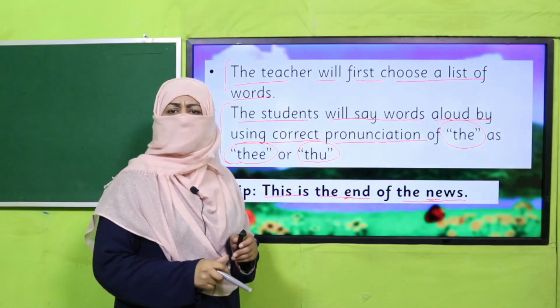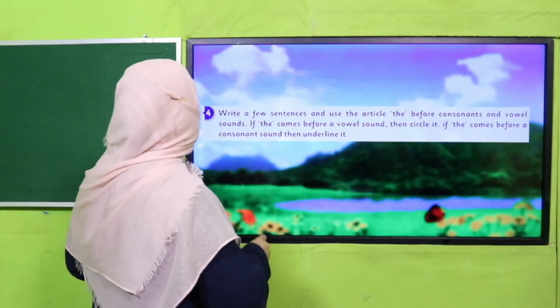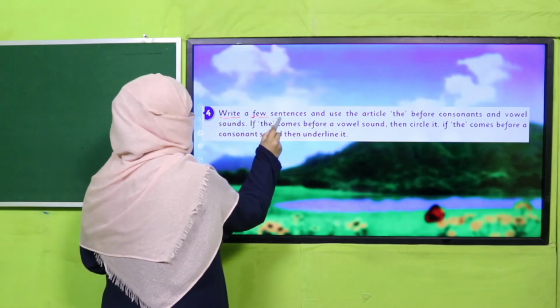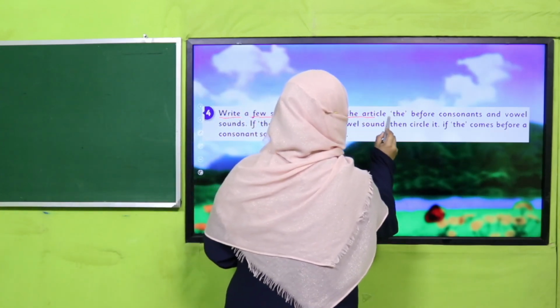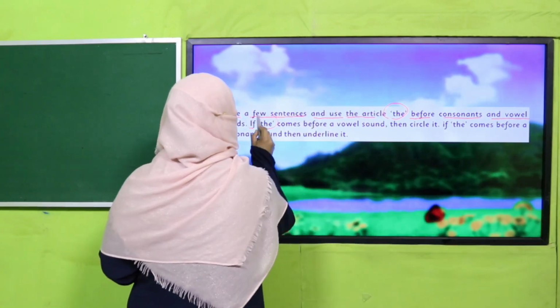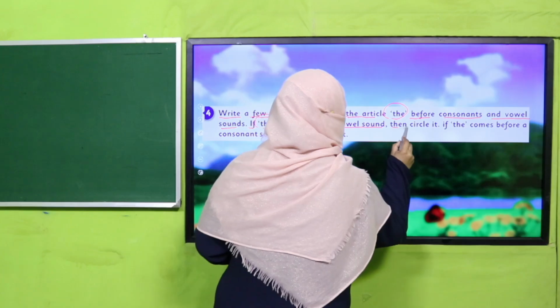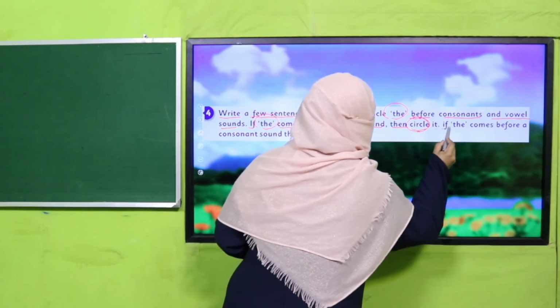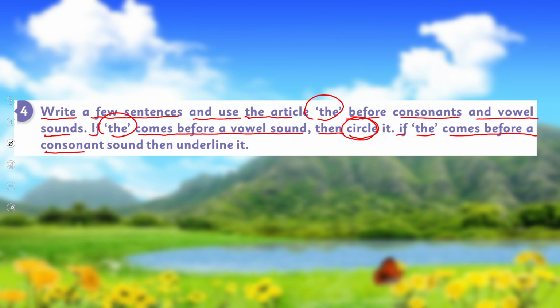Yes, my dear children, are you done with it? Good job, you are smart. So let's practice it from your book. Write a few sentences and use the article "the" before consonants and vowel sounds. If "the" comes before a vowel sound, then circle it. And if "the" comes before a consonant sound, then underline it. Okay, so you will write a few sentences and you will circle for "thee" and you will underline for "thuh". All right, so pause the video, complete this exercise and then come back.